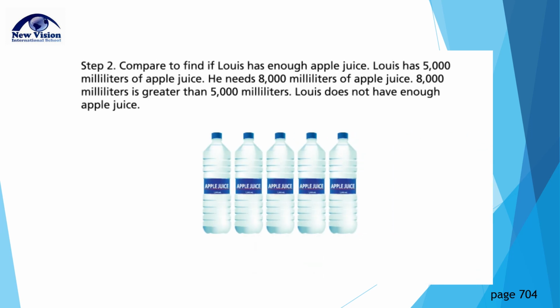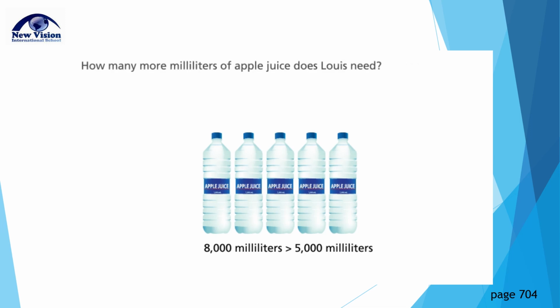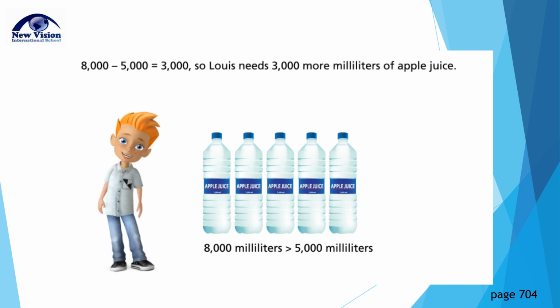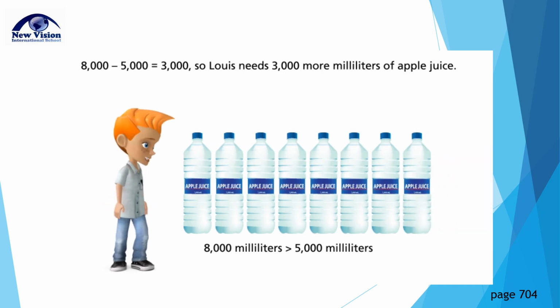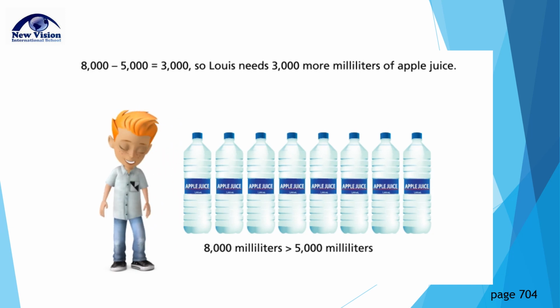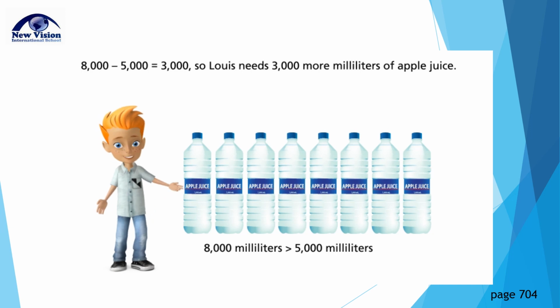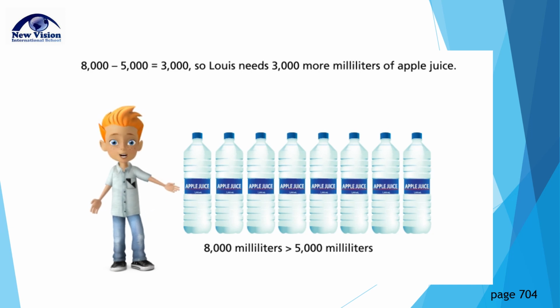Step 2. Compare to find if Louis has enough apple juice. Louis has 5,000 milliliters of apple juice. He needs 8,000 milliliters of apple juice. 8,000 milliliters is greater than 5,000 milliliters. Louis does not have enough apple juice. How many more milliliters of apple juice does Louis need? 8,000 minus 5,000 equals 3,000. So Louis needs 3,000 more milliliters of apple juice. Now you know how to convert from one metric unit of capacity or mass to another.